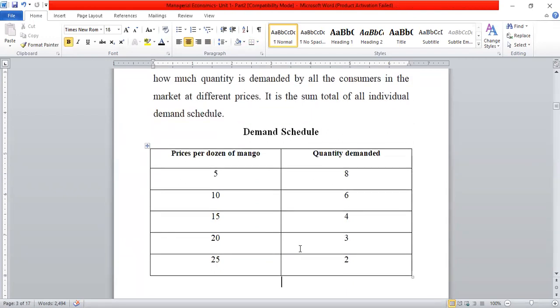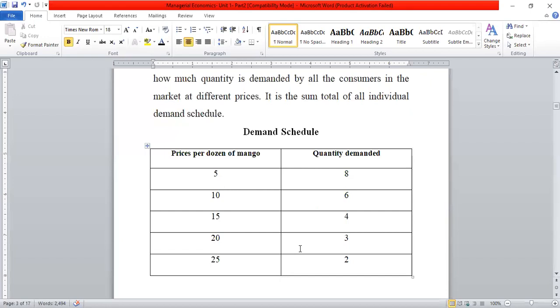Then we can show that table here. The prices per dozen of mangoes and the quantity demanded. When the price is 5, the quantity demanded of mango is 8. When the price increases from 5 to 10, the quantity demanded decreases to 6. When the price is increased to 15, the quantity demanded reduces to 4. When the price is increased to 20, the quantity demanded reduces to 3.